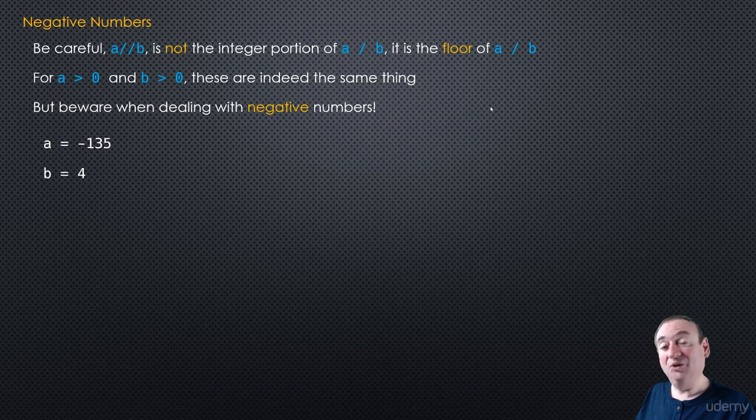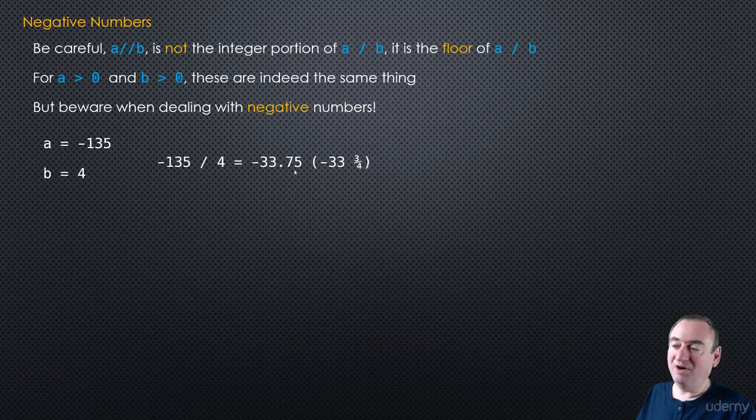So let's take a look at an example. Let's say a is minus 135, negative 135, and b is 4. So same as before, except we've made a negative. So now if we do the division, well, that's minus 33.75. So we might say it's minus 33 3/4.